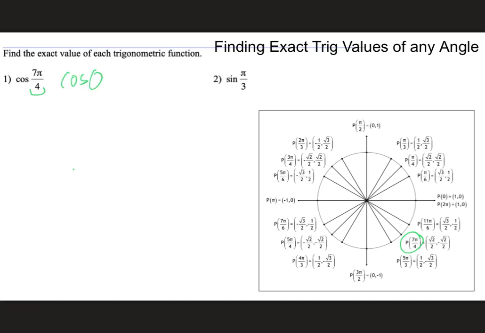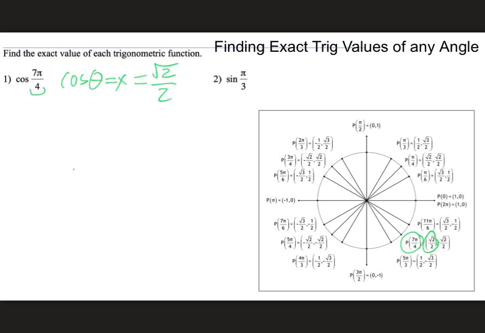Cosine of an angle is the x value. The x value here is root 2 over 2. At this point, that problem is done. That's the exact value of that trig function at that point. If I'm asking you for an exact value, it needs to be given in this way, not as a decimal.